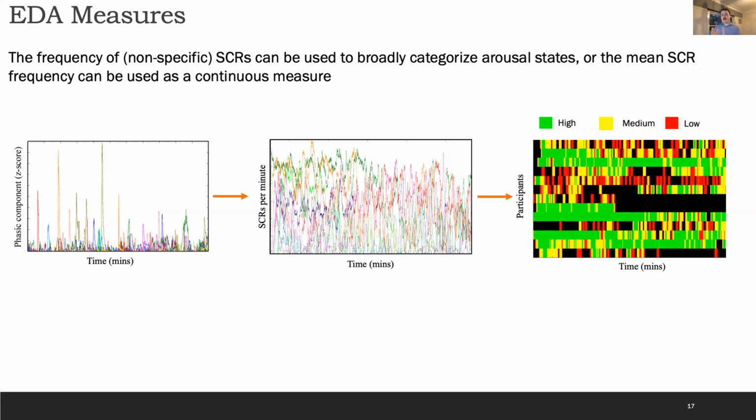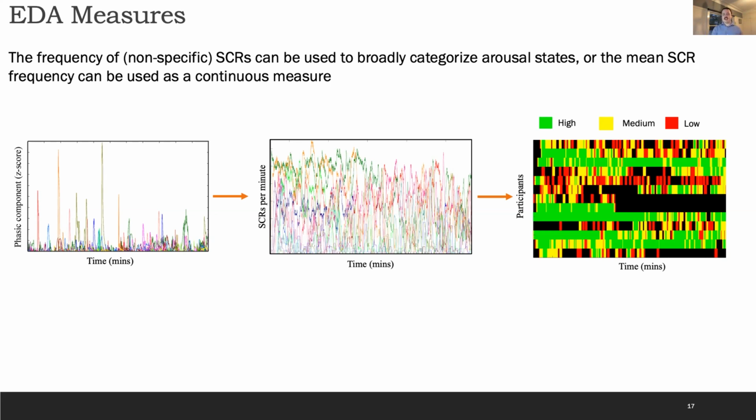Based on how many skin conductance responses they have per minute, we can categorize an individual as currently being in a high, medium, or low arousal state. On the picture on the right, they're coded with green, yellow, and red. Every horizontal line there is an individual student. And to explain, the black parts are where the wristband has not made a good connection. So you do get some fallout in the data.